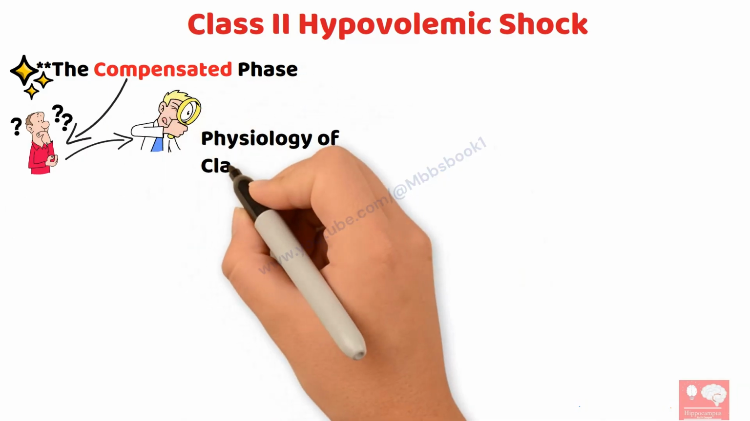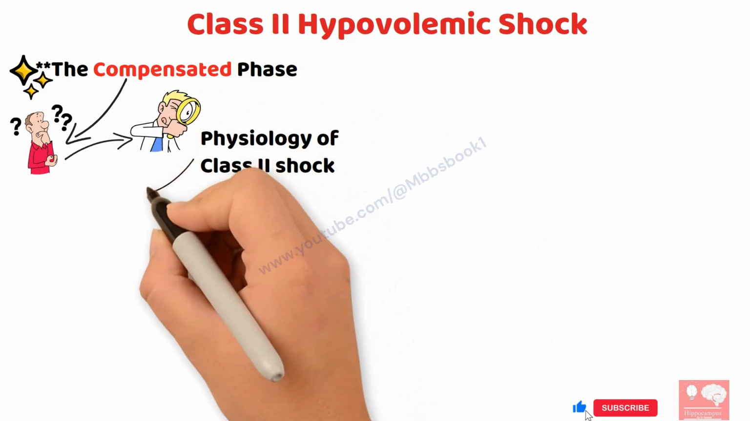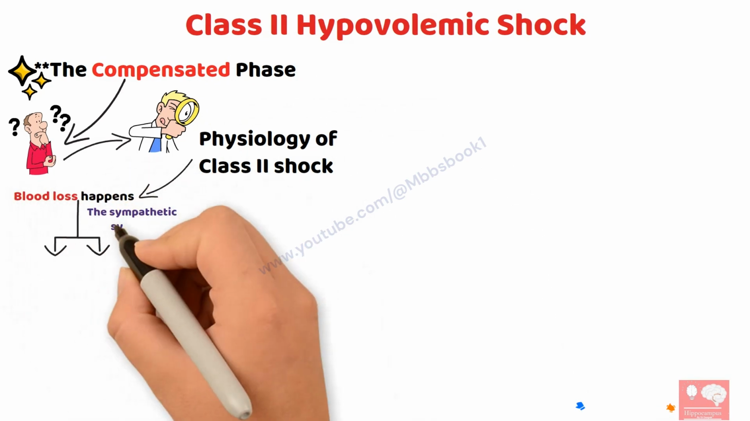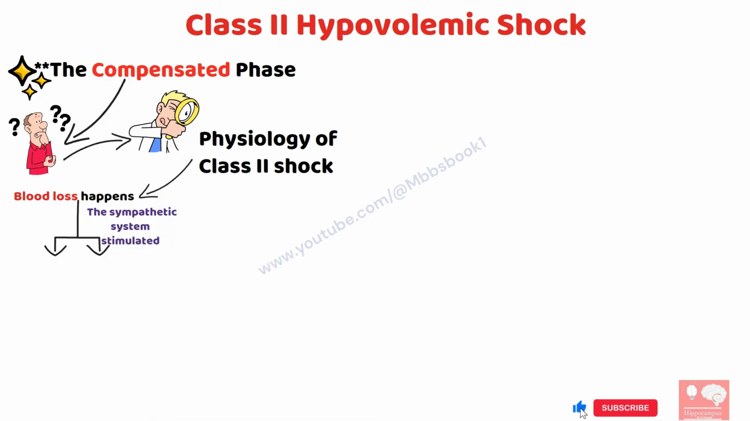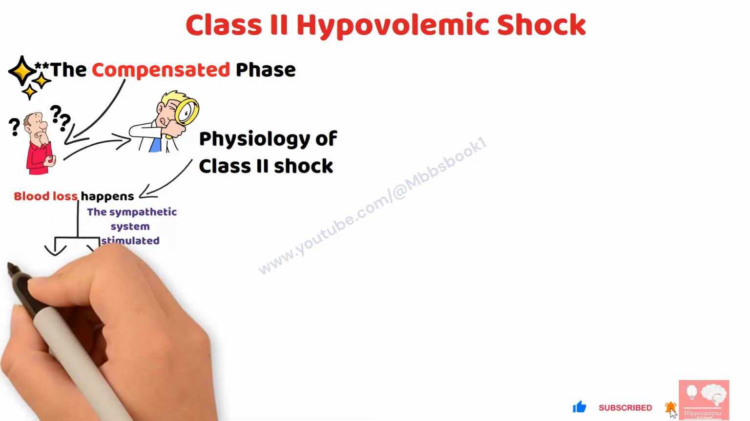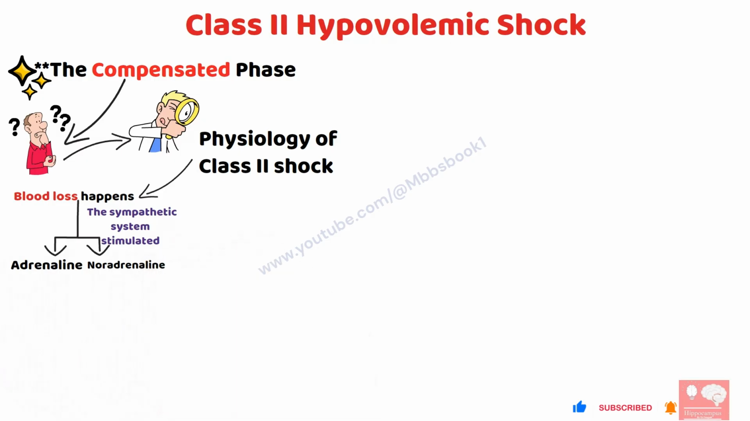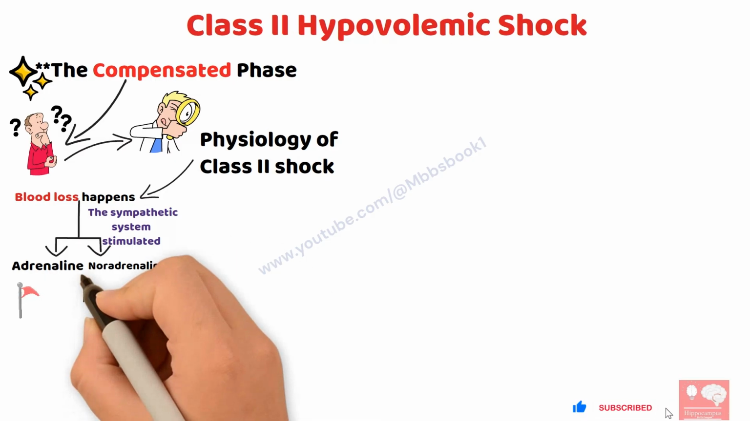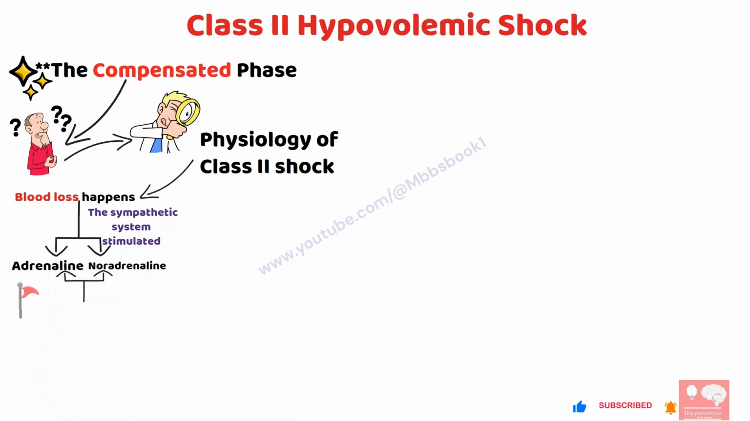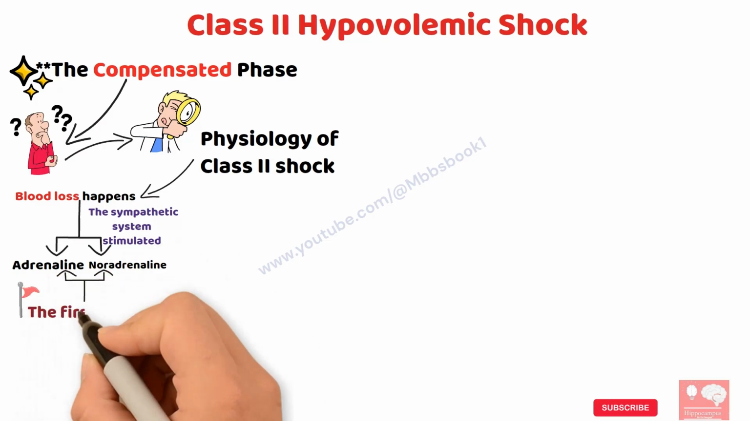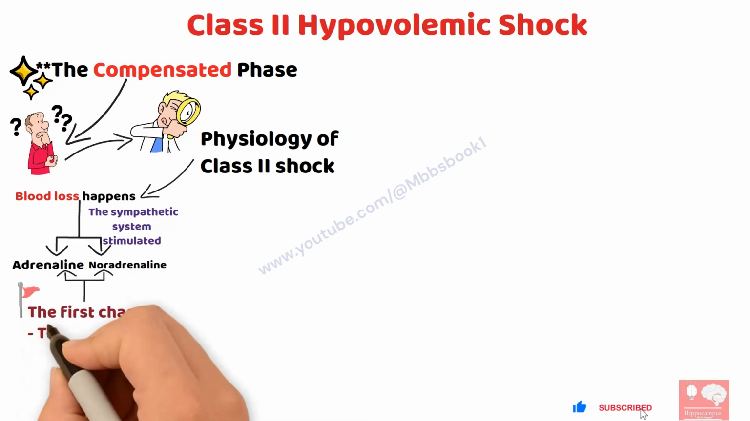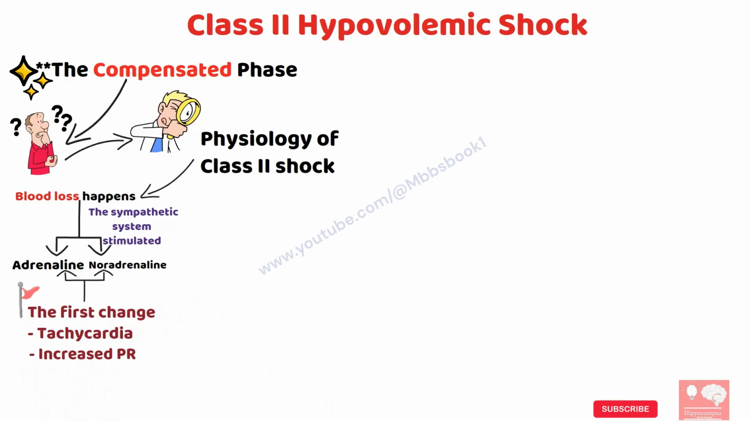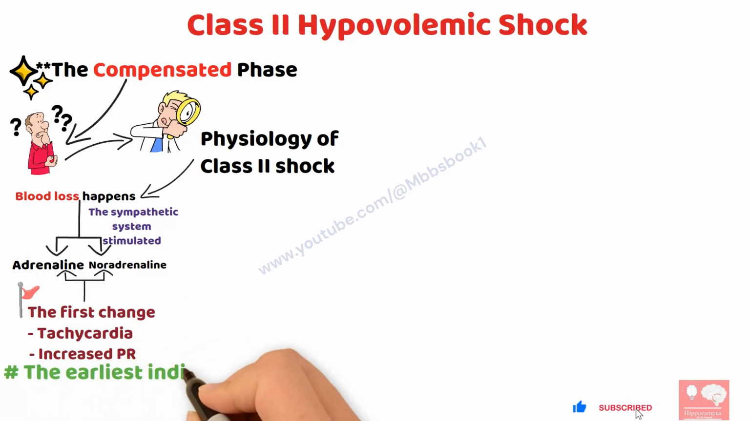If you look at the physiology of class 2 shock, when blood loss happens, the sympathetic system is stimulated, right? And when the sympathetic system is stimulated, adrenaline and noradrenaline are released from the system. Now, what is the first change which adrenaline and noradrenaline will bring about? The first change is tachycardia or increase in pulse rate. And this is the earliest indicator of hypovolemia.